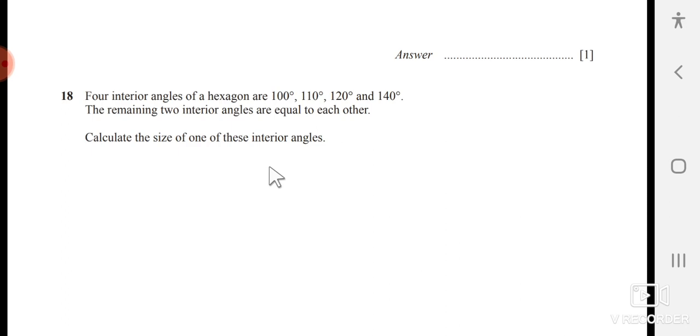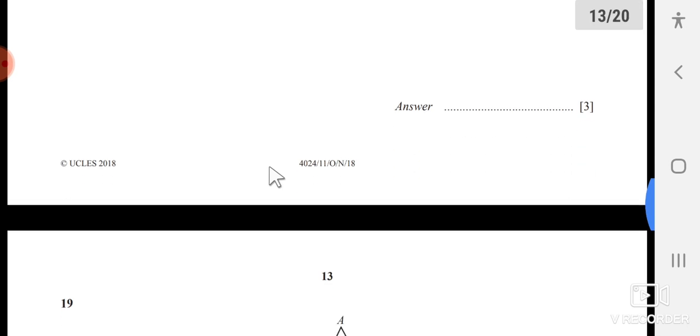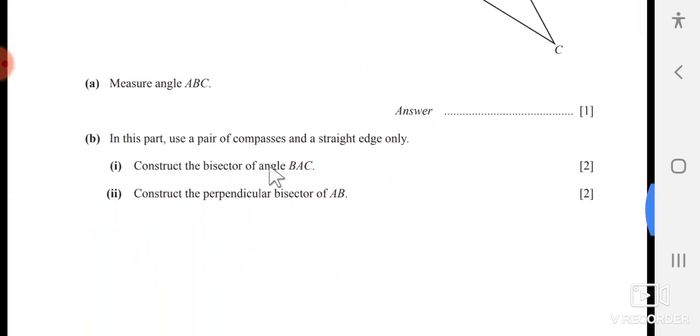Let's say each angle is x, so the sum of these 4 plus 2x is equal to the sum of the interior angles of the hexagon. You will have the value of x. Okay, this way you can do that question. And this question is again very simple.